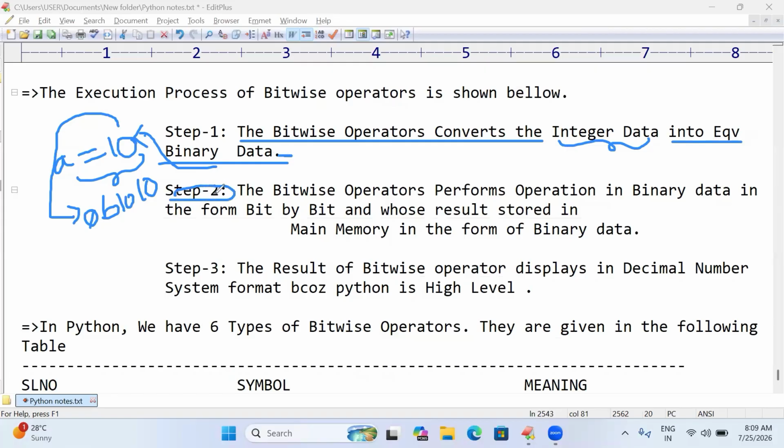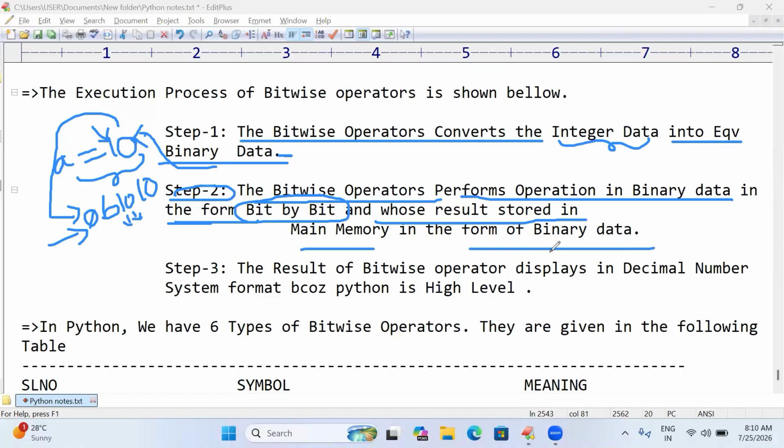Let's see step 2. The bitwise operator performs operations on binary data in the form of bit by bit. It performs operations on this binary data only. It is not going to consider the decimal data. One bit after another bit it is going to consider. And the result is stored in main memory in the form of binary data only. So operations are done in binary data, and that result is also stored in main memory in the form of binary data only.